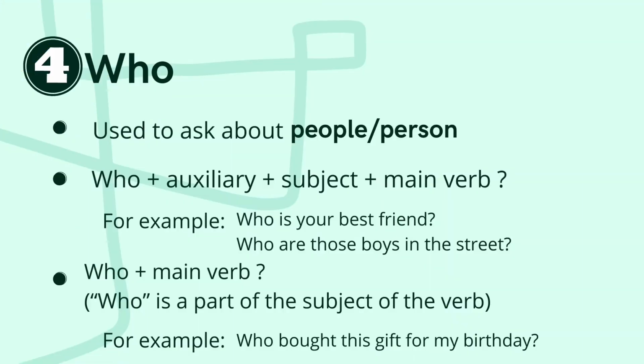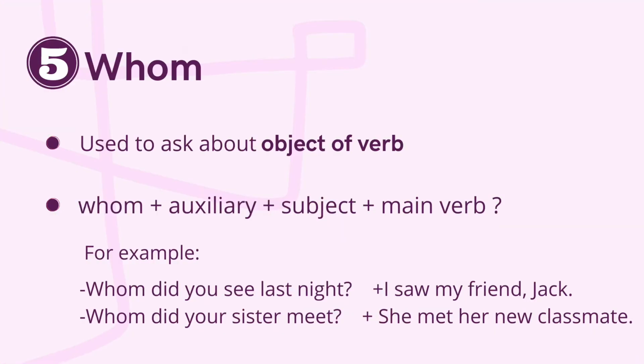The WH word number 4 is who. You use who to ask about a person or people. The form is exactly like what you have learned. We have two different forms. The first form of the question is the common form and the second one is when who is a part of the subject of our verb. For the first form, we can say, who is your best friend? Who are those boys in the street? And when the word who becomes a part of our subject, we can say, who bought this gift for my birthday?